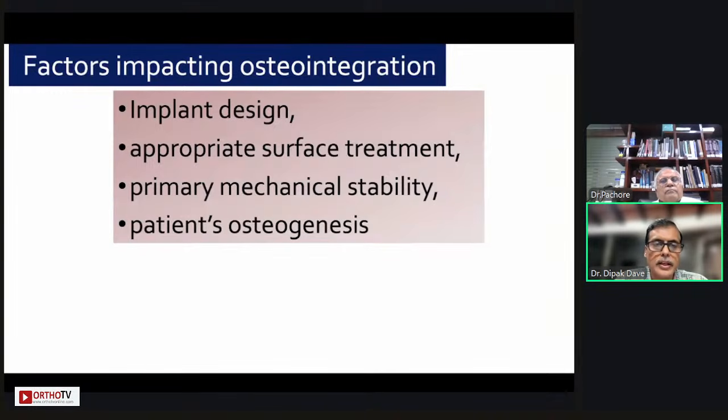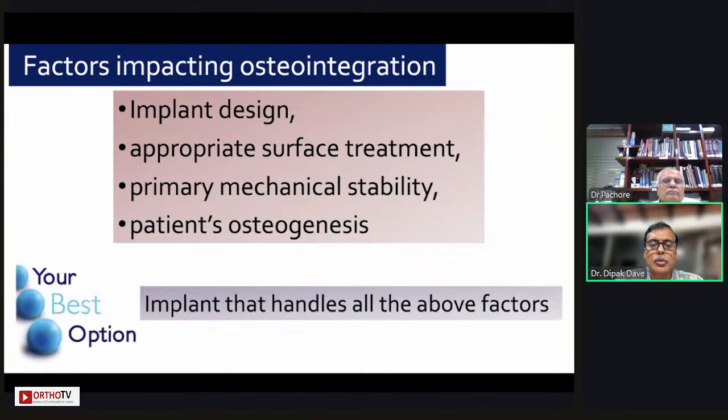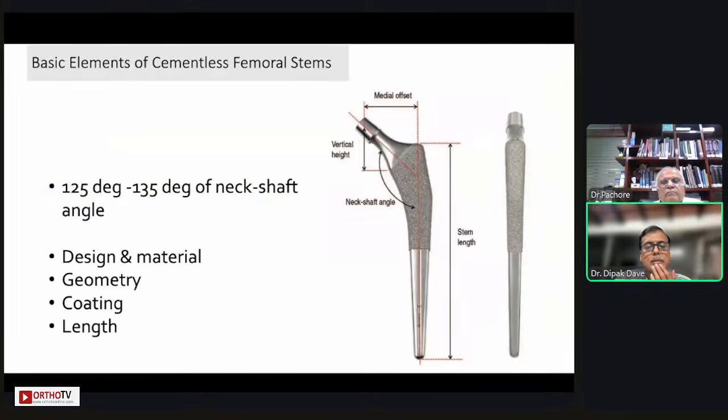So considering this factor, for a good outcome, we need to consider the implant design, appropriate surface treatment, the primary mechanical stability and the patient's osteogenesis. All put together gives us a good result. The implant that handles all the above factors should be the best option and we should select it. Coming to uncemented systems, in the market we have so many options available. As a young surgeon, we should try to select one or two options and do that regularly. Try to select the implant which suits the patient's anatomy.